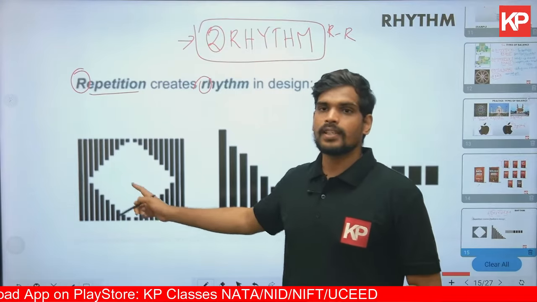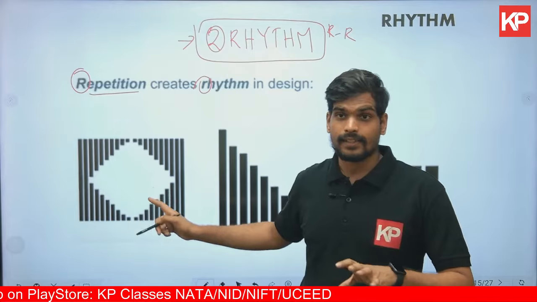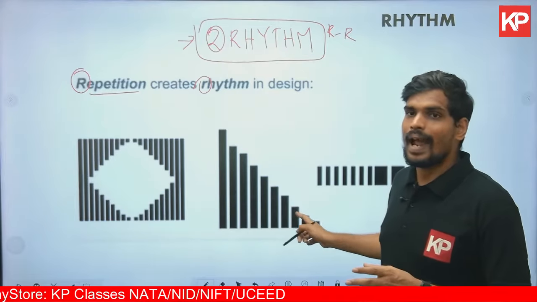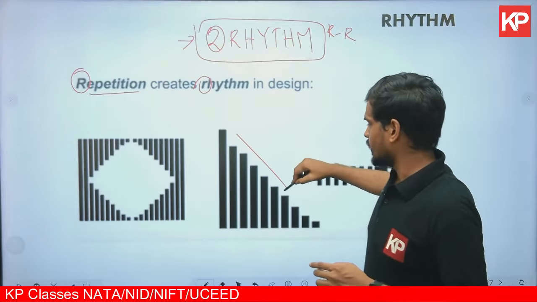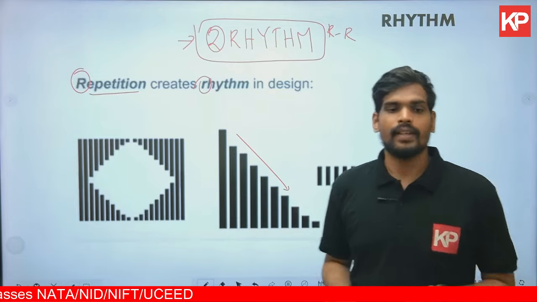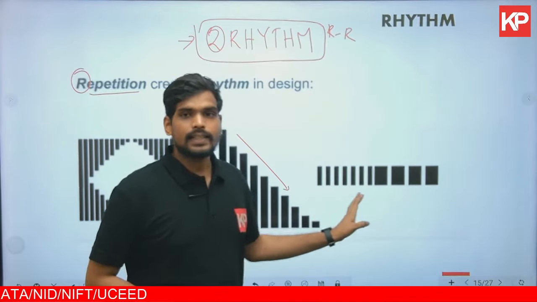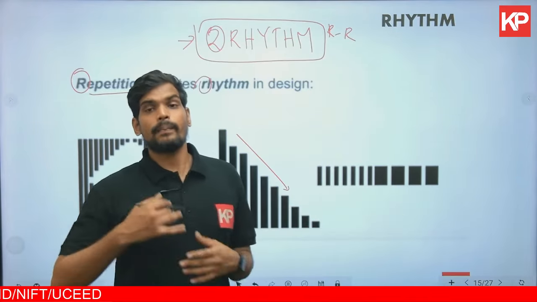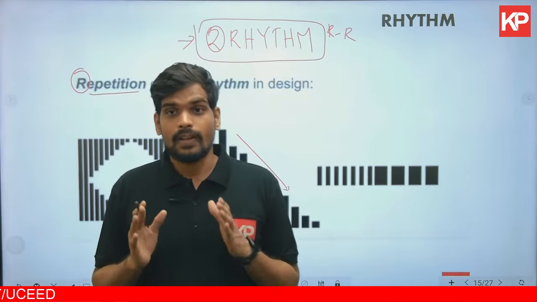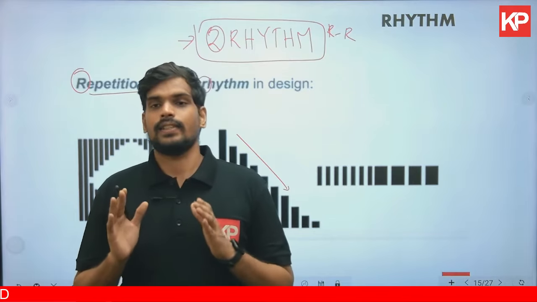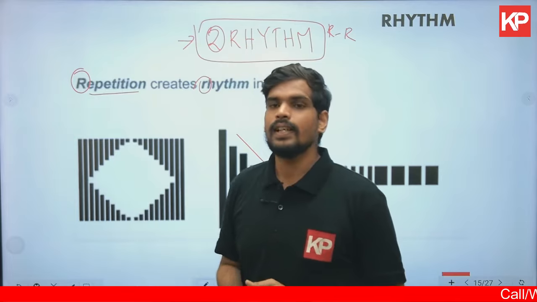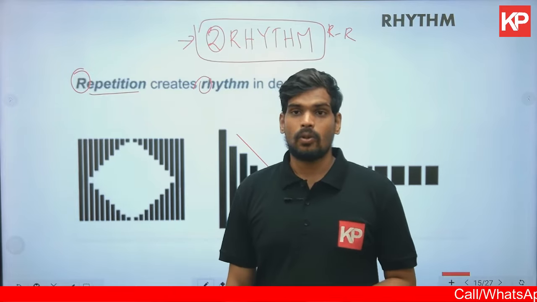If you look into these pictures, there is repetition of black lines. That is rhythm. Here also there's repetition of black lines. Even though they are reducing in size, there is some sort of repetition, right? Even here the width is increasing, but still there is repetition of elements. So repetition of elements in any design is called rhythm in the design. So that is about the second basic principle of design.